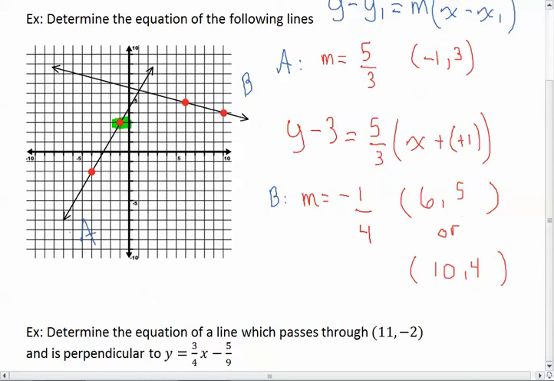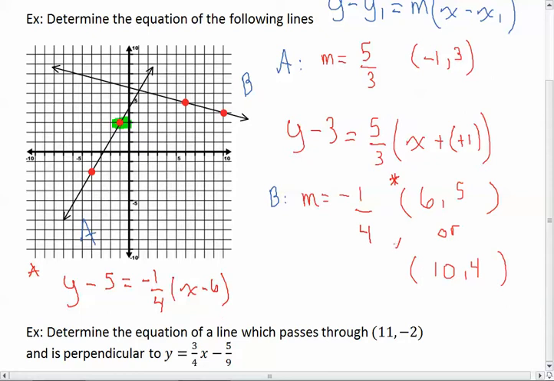So I'm going to do both of these here. I'm going to do this guy over here. So I get y take away 5 is equal to negative 1 over 4 onto x take away 6.